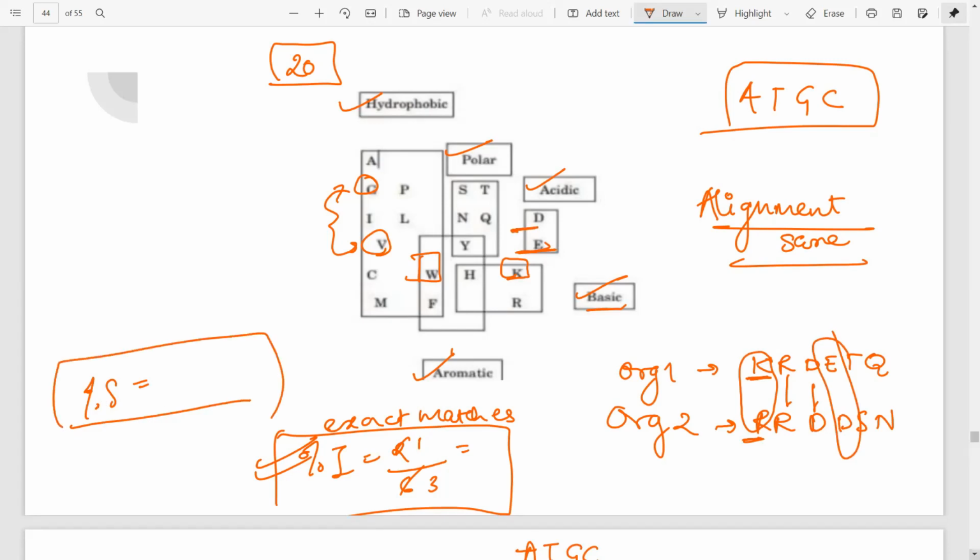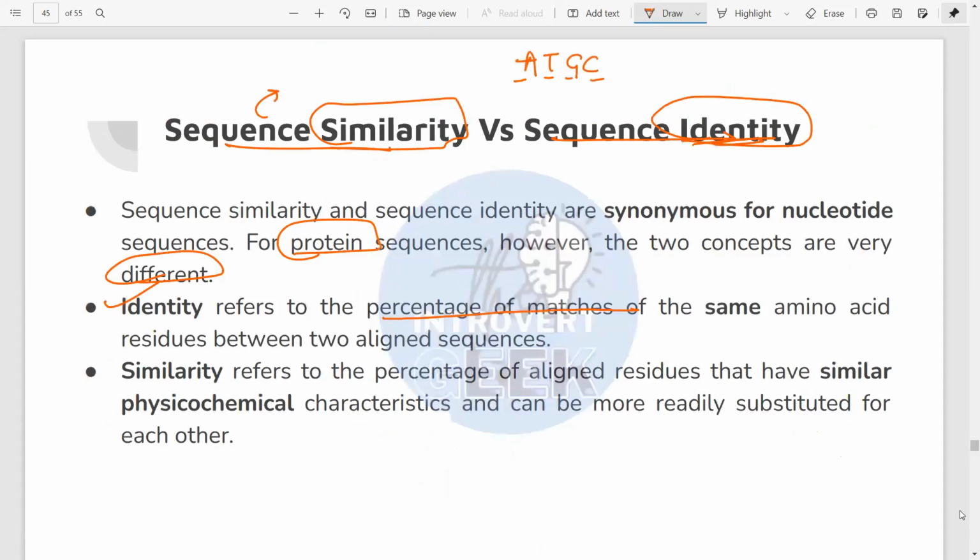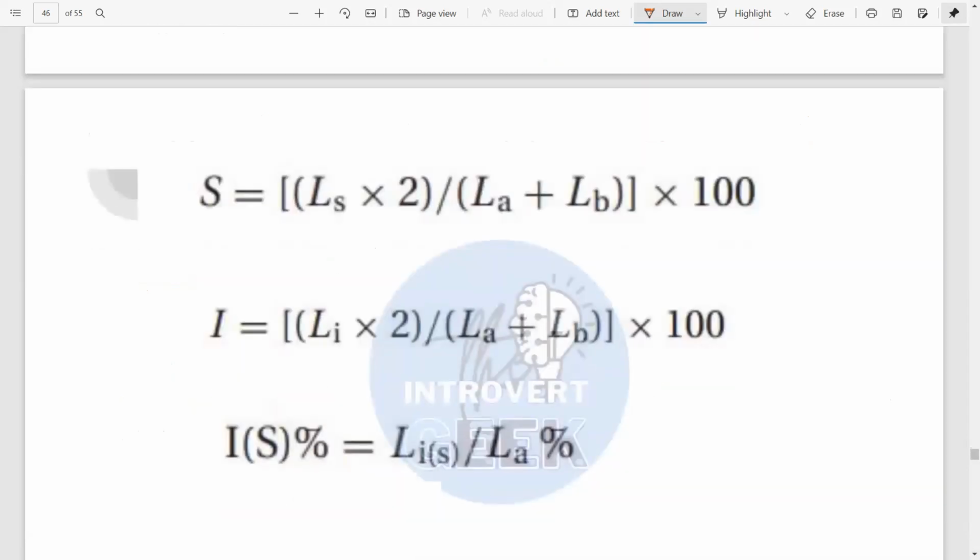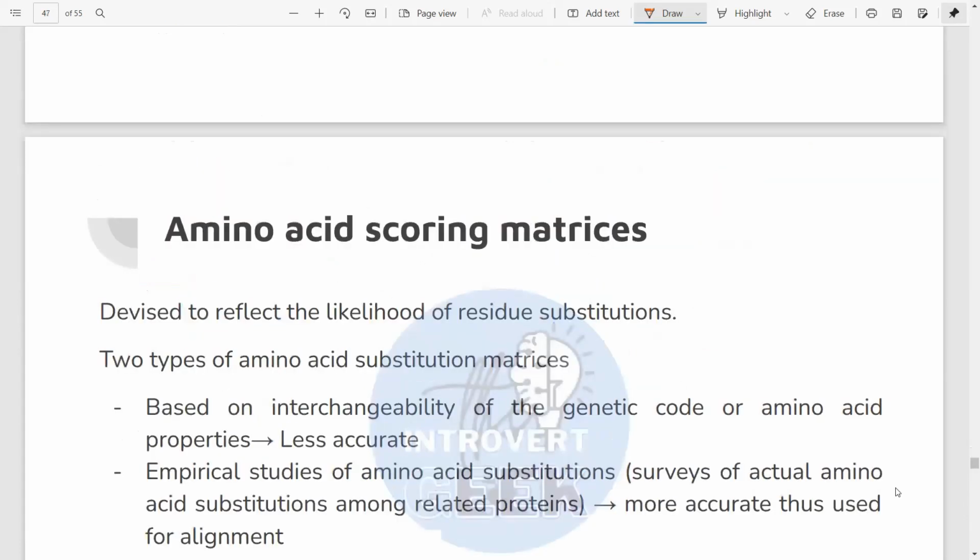So percent identity and percent similarity are the same for nucleotide sequences, whereas for proteins they are different, because we have amino acids that have different physicochemical properties, some of which are very similar to each other. Okay, now how to calculate the similarity and identity? You can use these formulae to calculate all of this.